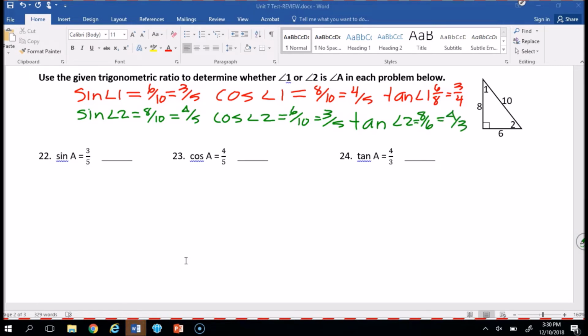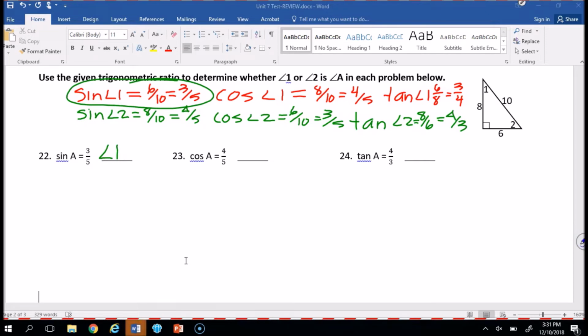Now we can figure out what this question is asking us. We're trying to figure out which of these is angle A. So is it 1 or 2? So we're looking for the sine of A equals 3/5. So the sine of angle 1 equals 3/5. So that's this one right here. So that would be angle 1.